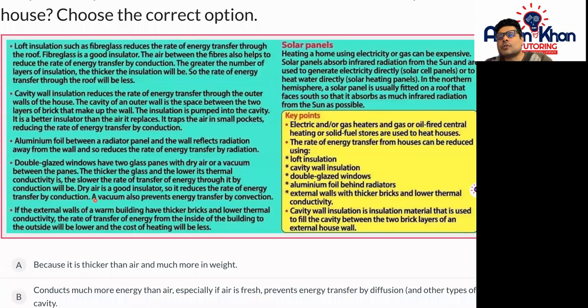Finally, let's move on to solar panels. Heating a home using electricity or gas can be very expensive. Solar panels absorb infrared radiation from the sun and are used to generate electricity directly, or to heat water, for example. This could be a very good way of reducing energy costs and, at the same time, reducing the amount of fossil fuels burned by heating our homes.